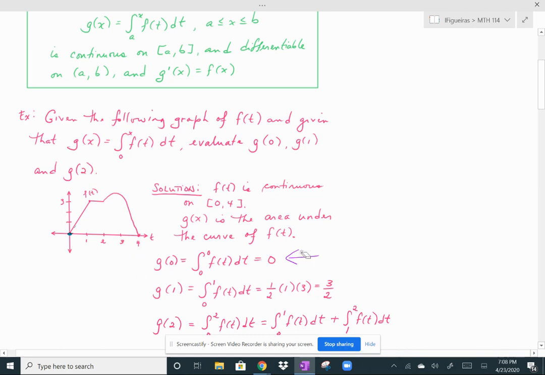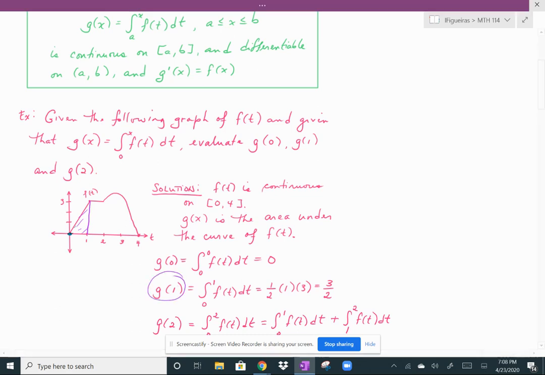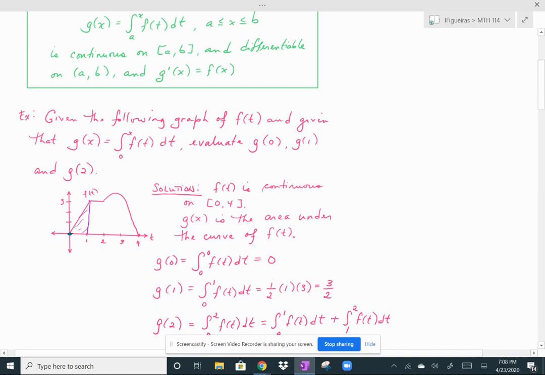Now let's move on to g of 1. G of 1 is here. If you look at the area under the curve from 0 to 1, and the reason it's 1 is because x is 1, that's just a triangle. So we need to use the formula for the area of a triangle, which is 1/2 base times height. That's what you see here. The base is 1 unit, the height is 3, so g of 1 has a value of 3/2.